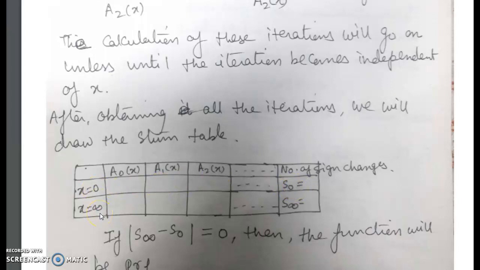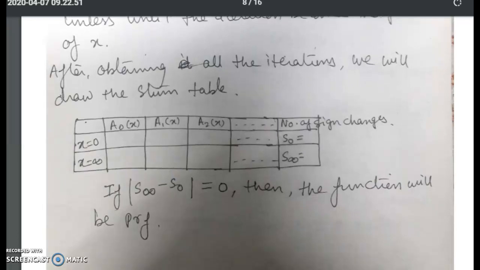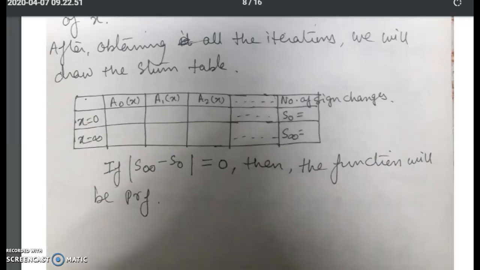Similarly, when x is equal to infinity, we will find out whether a0 is positive or negative, a1 is positive or negative. It will go on up to the last iteration, and in the last column we will find out how many times the sign is changing when x is equal to infinity. A function is said to be PRF according to the Sturm test when s infinity minus s0 is equal to 0. Then only the function is PRF in nature.